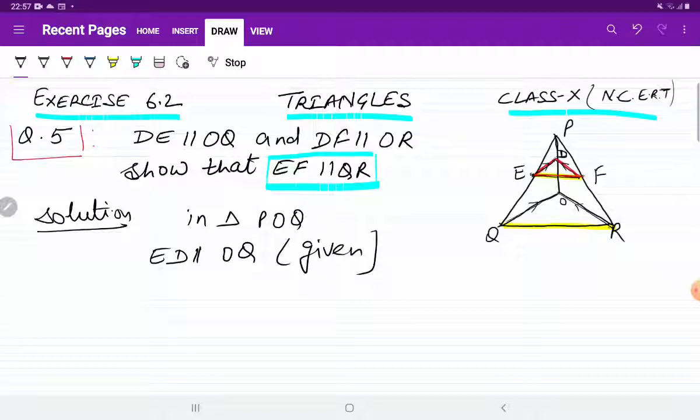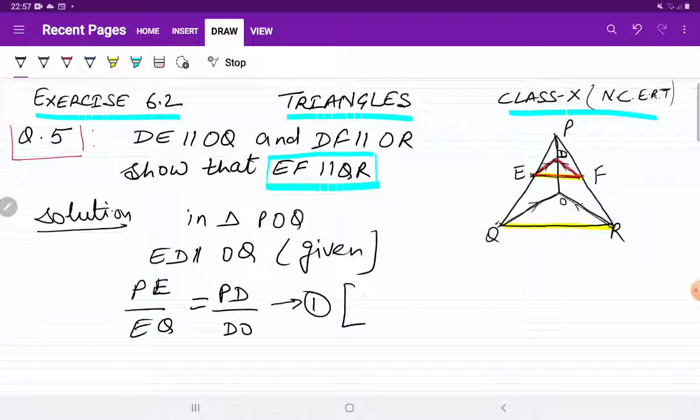I am taking ED parallel to DQ. So PE upon EQ will be equal to PD upon DQ. This is my first result. Why are we using this? By which theorem? You can write the reason here: basic proportionality theorem, BPT, or Thales theorem. This is your first result.